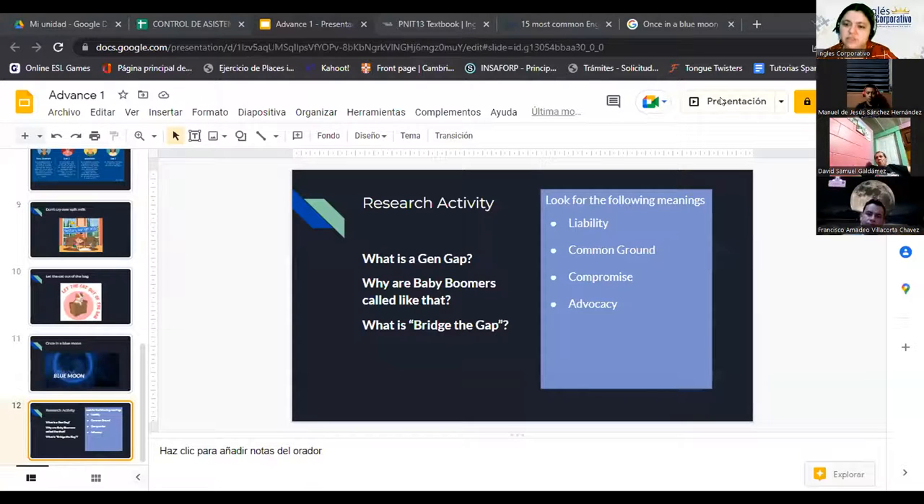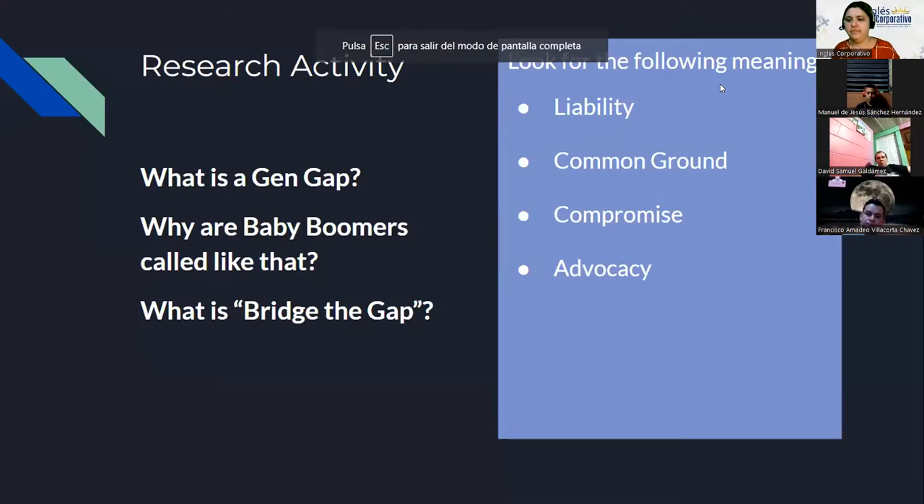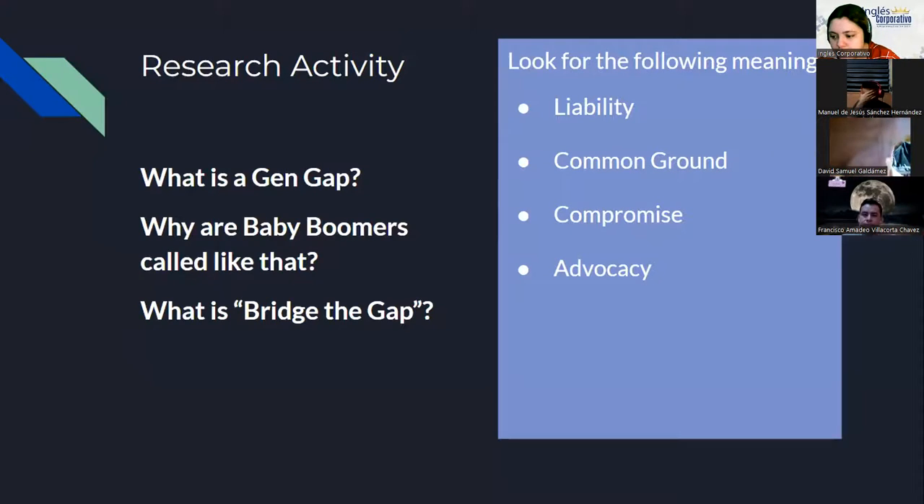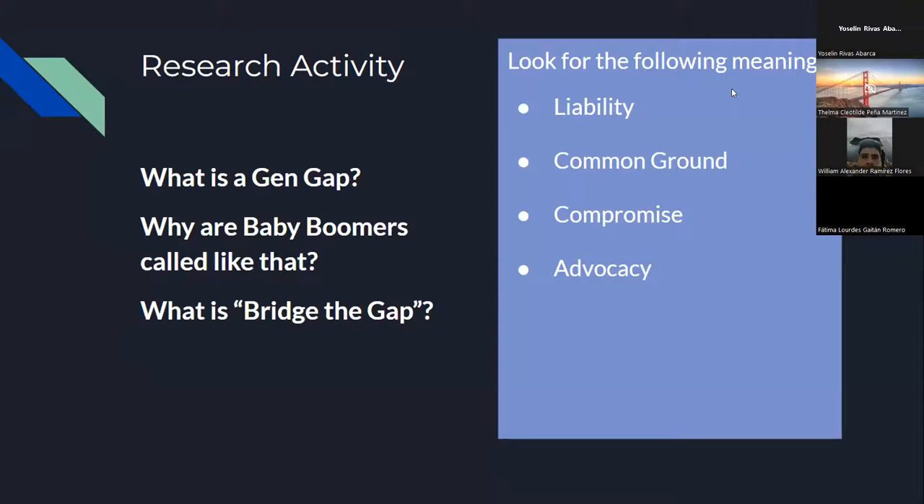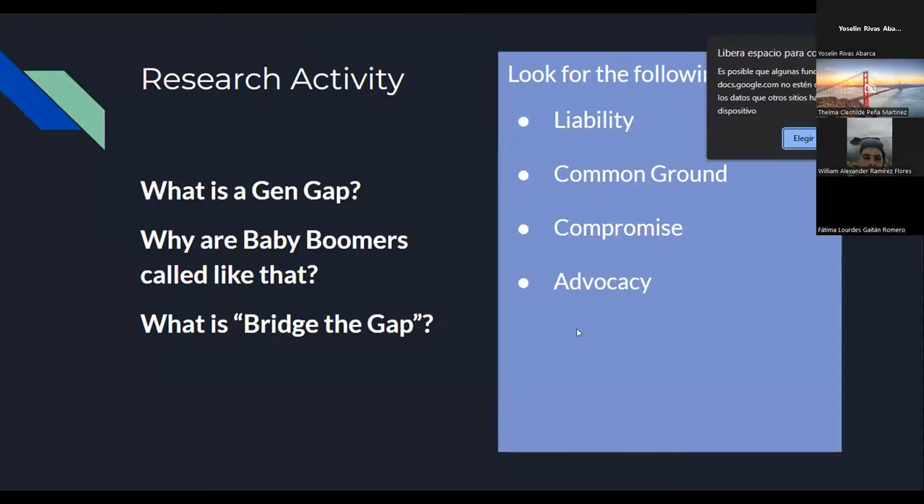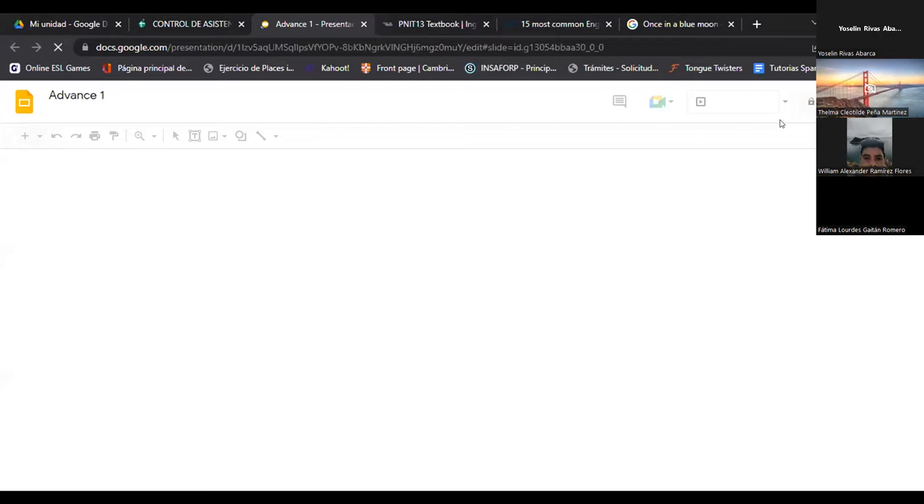Okay, so we're gonna do this research activity. If you can, take a screenshot, please. The research activity, the first question is, can you please read it, Francisco? Yes, teacher, sorry. What is a gen gap? Thank you. William, can you read the next one? Why are baby boomers called like that?